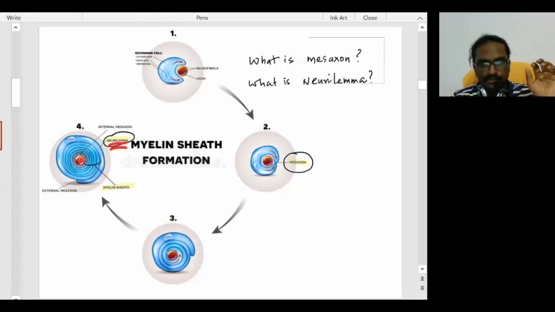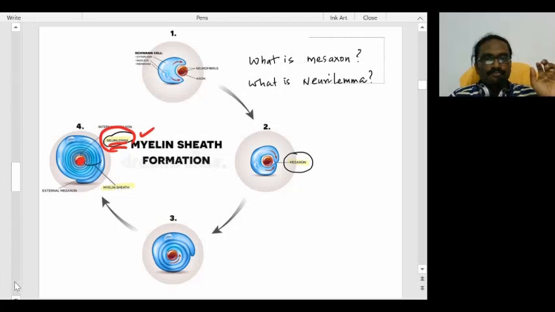See the neurolemma here. This is your neurolemma. So what is neurolemma? See, this was the axon, the red is the axon. You had your Schwann cell nucleus here. The Schwann cell was covering the axon. It was winding, and finally the outermost winding is like a membrane which covers the axon, and that is called your neurolemma.